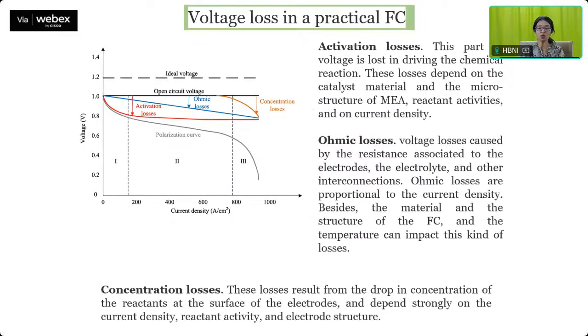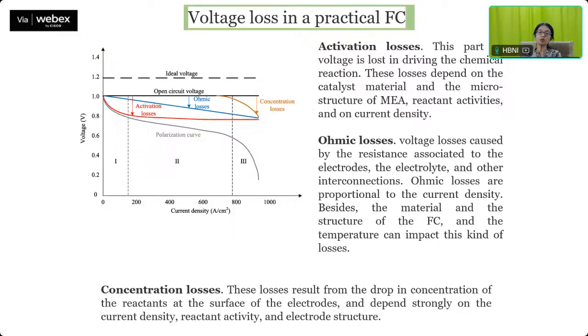So what are these different losses? The one in red I have marked is the activation loss. This part of the voltage is lost in driving the chemical reaction. To activate your electrode, this is the particular voltage which is needed, and so this is lost. These losses depend on the catalyst material and the microstructure of your membrane electrode assembly, reactant activities, and on the current density. So these are the activation losses.